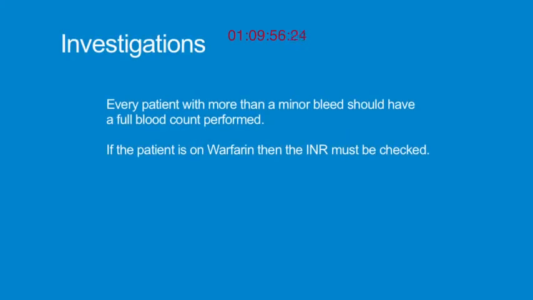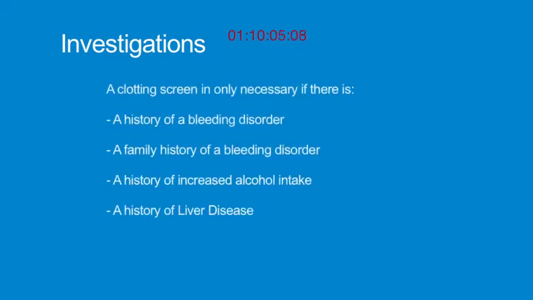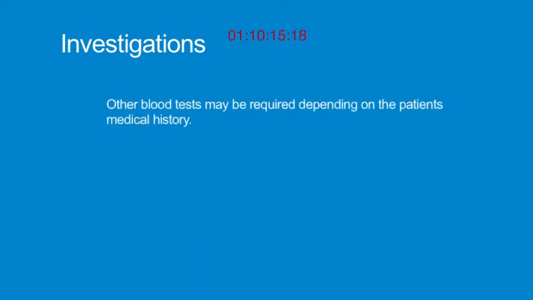Investigations. Every patient with more than the minor bleed should have a full blood count performed. If the patient is on warfarin, the INR must be checked. A clotting screen is only necessary if there is a history of bleeding disorder, a family history of bleeding disorder, a history of increased alcohol intake, or liver disease. Other blood tests may be required depending on the patient's medical history.